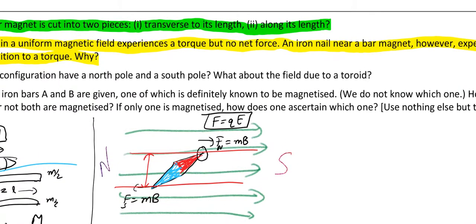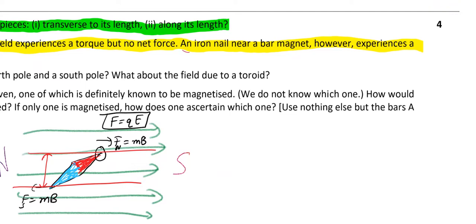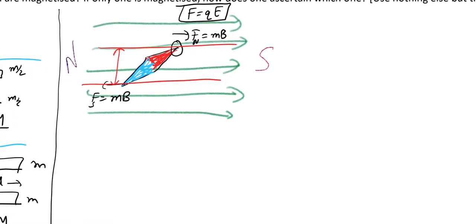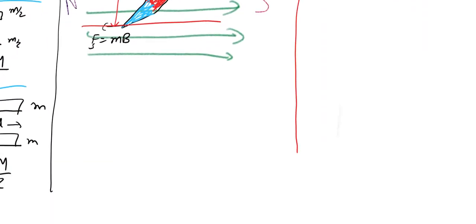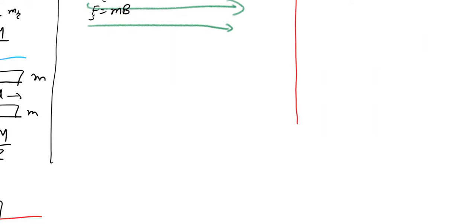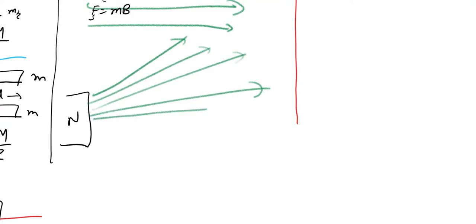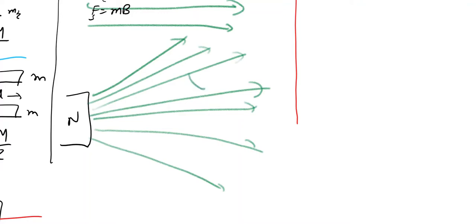Now look at the second condition, an iron nail near a bar magnet. Now be careful here. Now we are not talking about this field. Now we are talking about the magnetic field of a bar magnet. Which kind of field do we have when we talk about a bar magnet? If this is the north pole of the bar magnet, then the field lines are like this. So it is not a uniform field. When you are talking about a bar magnet, the field is not uniform. And now in this, if you place a needle or any iron piece, what will happen?